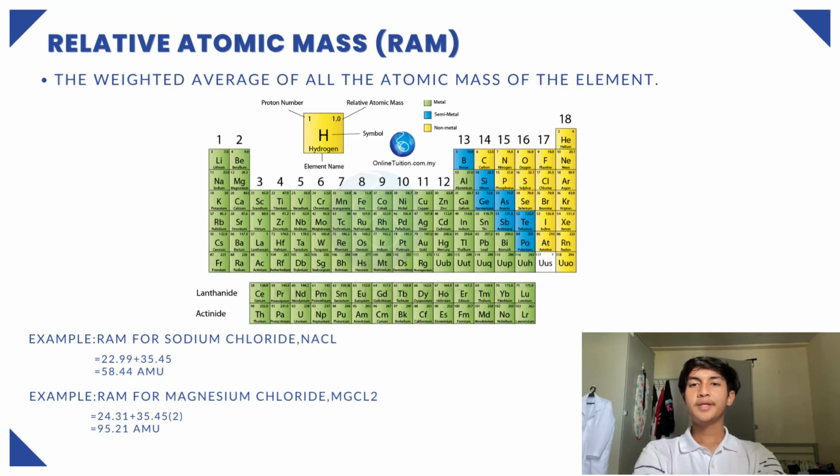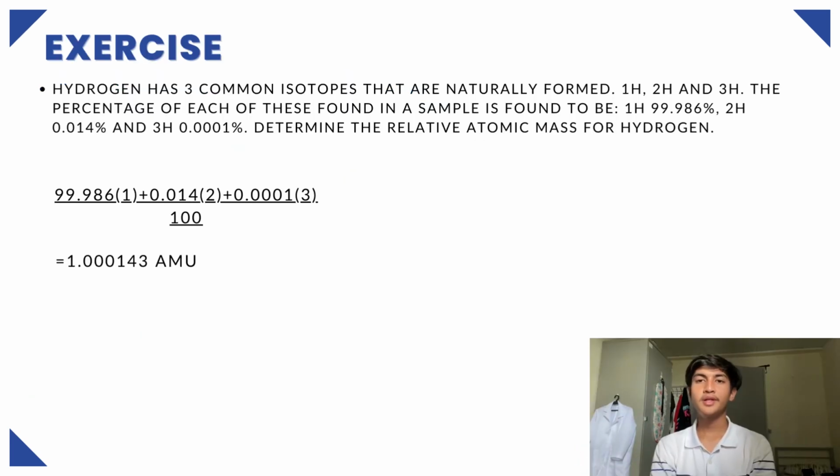To find the atomic mass or relative atomic mass, we can refer to the periodic table. For example, the RAM for sodium chloride is 22.99 plus 35.45, which is equal to 58.44 AMU. AMU is the unit for atomic mass. So let's move on. To understand better, we can do some exercises, so let's solve the question.